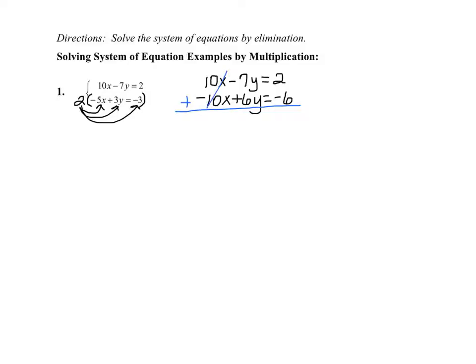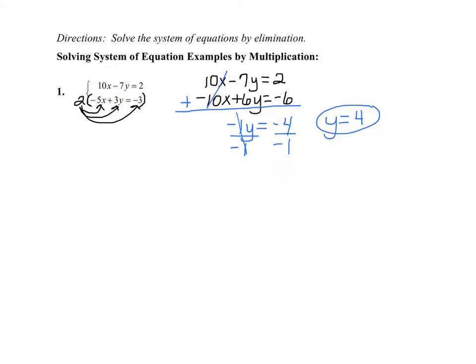So our 10s are going to eliminate, and now we have negative 7y plus 6y is a negative 1y equals 2 minus 6 is negative 4. Divide both sides by negative 1, the 1's cancel, and you get y equals 4. So we solved for our y. Our next step is to substitute our y value to find our x value.